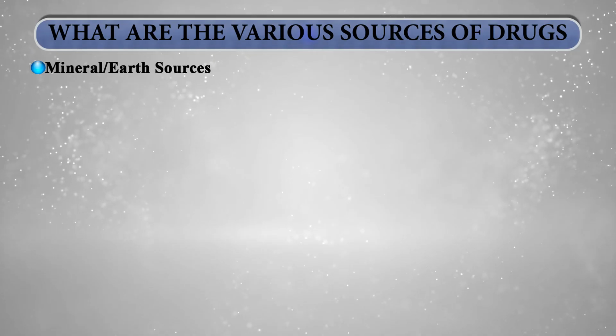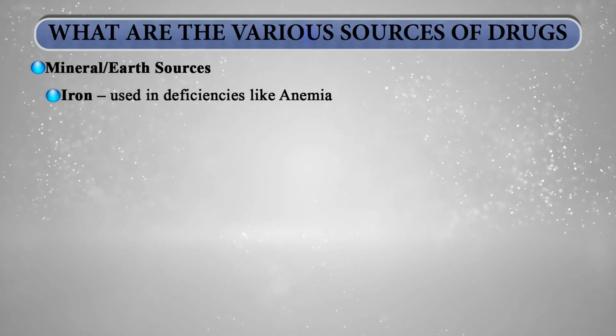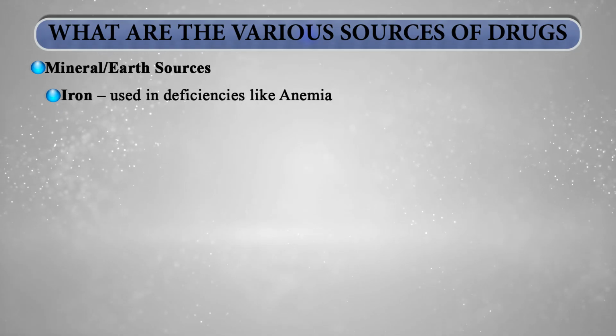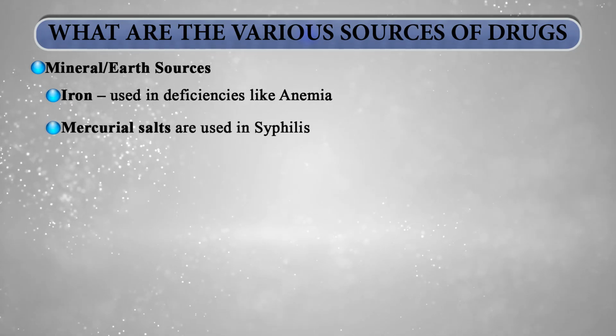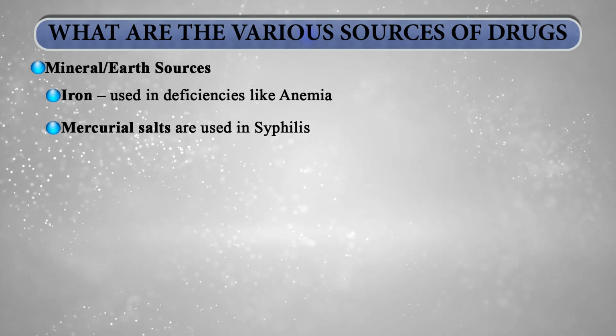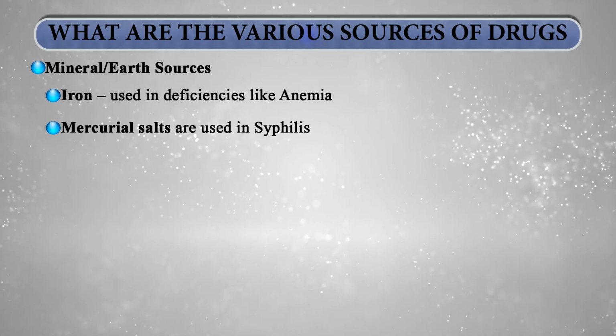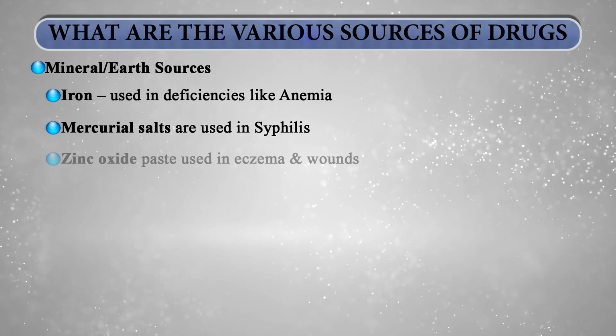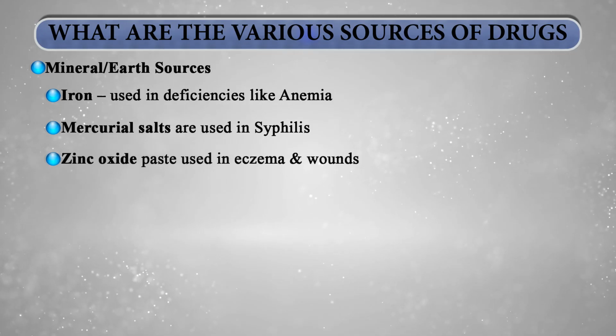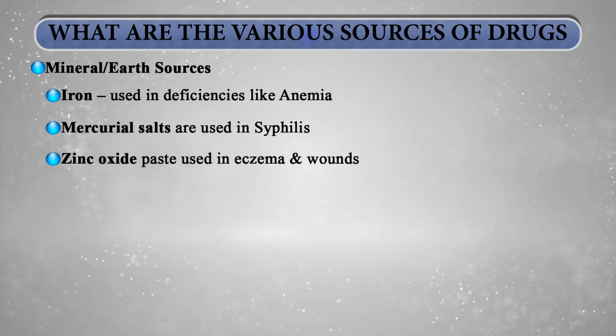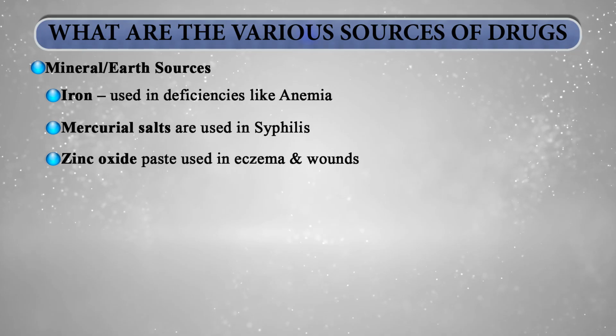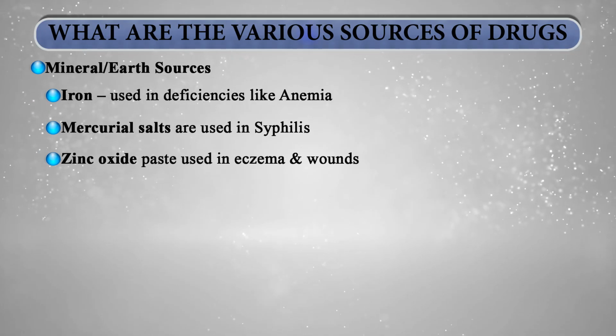They serve as very important sources of medicines or drugs. Examples are iron and ferric oxide, which are used in deficiency diseases like anemia. Certain mercurial salts are also used in diseases like syphilis. Zinc oxide is a naturally occurring mineral source which is used in the treatment of eczema and wounds.